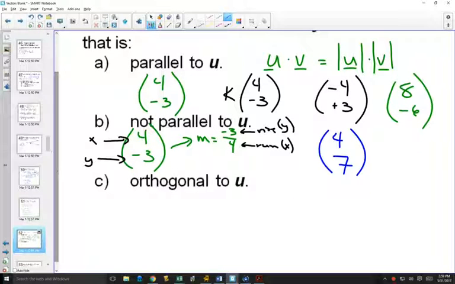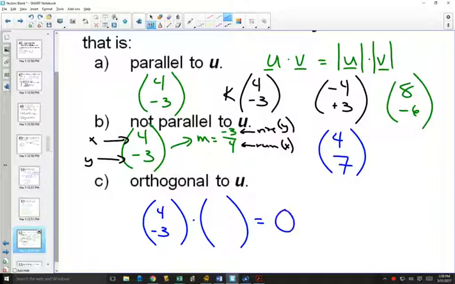Now, for orthogonal to u, we could use the dot product here and say we need something so that when we do the dot product, it's equal to 0. And we have to pick something other than 0, 0, because 0, 0 is just a nothing vector. Technically, you would have no angle between a vector and nothing, and that's why the answer would still be 0, because there's no angle.